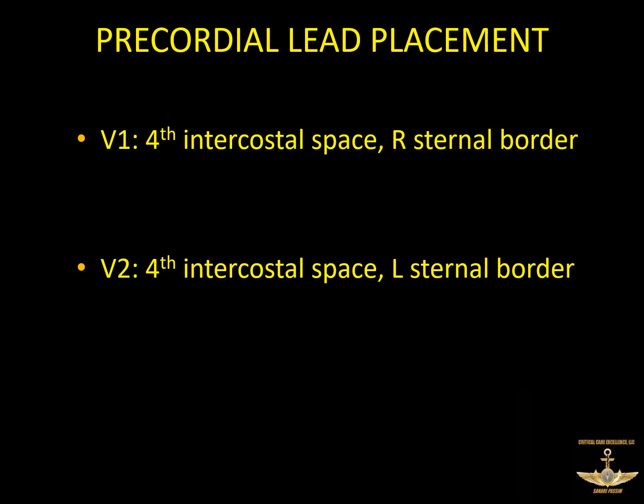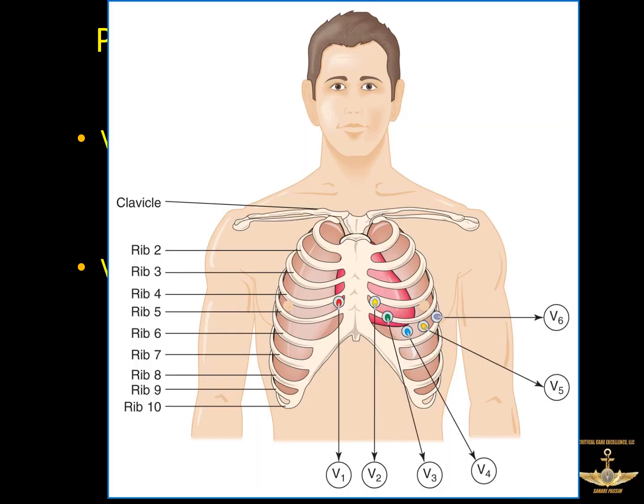V1 and V2 go at the fourth intercostal space parasternally. So V1 is going to go at the right sternal border at the fourth intercostal space. V2 is going to go at the fourth intercostal space at the left sternal border. So they'll end up being side by side.